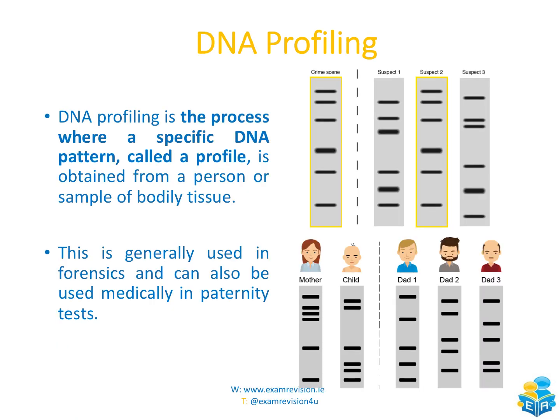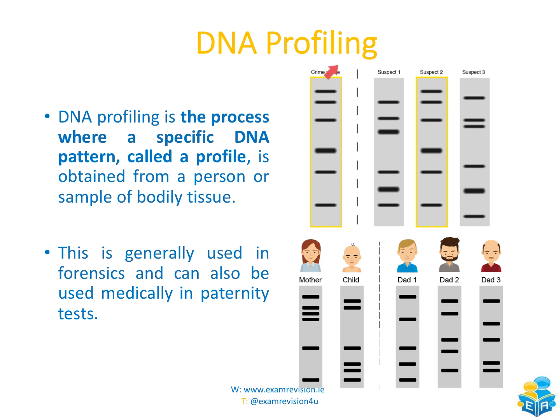Now, slightly different from genetic screening, we're going to be looking at the idea of DNA profiling, coming back to the idea of DNA structure. So DNA profiling is a process where a specific DNA pattern called a profile is obtained from a person or a sample of a bodily tissue. Generally, this is going to be used in forensics, so at crime scenes to try and catch a suspect, but it can also be used medically in paternity tests as well. And that's a very, very common exam question to pop up, explaining where DNA profiling is actually used day to day. So how is this actually done?